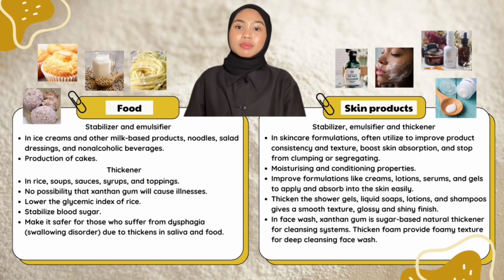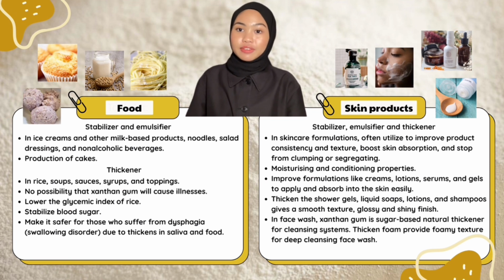Xanthan gum may stabilize blood sugar because it is mixed with beta-glucan that could help prevent blood sugar spikes. It also helps people with a swallowing disorder to safely swallow their food. Like, it can thicken the food and saliva, thus making it easier for both to move down the throat.